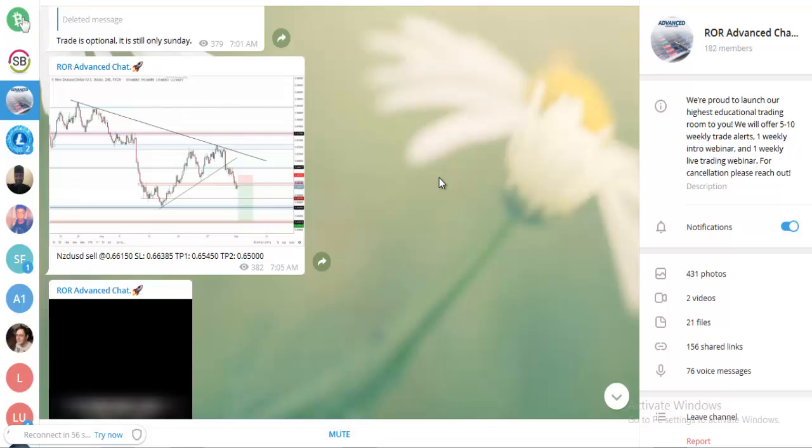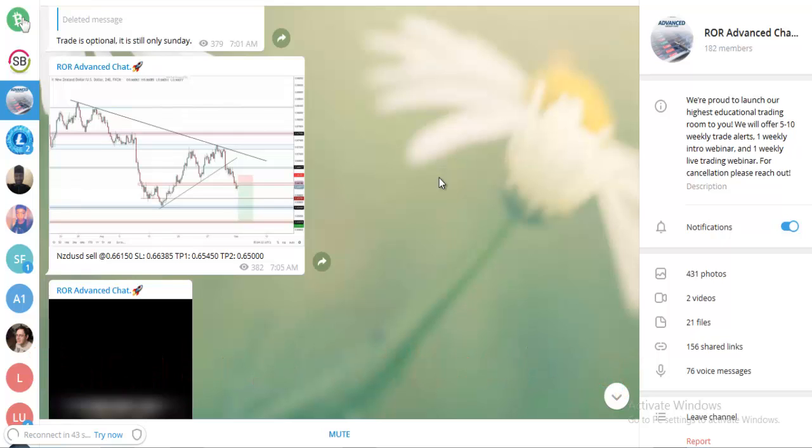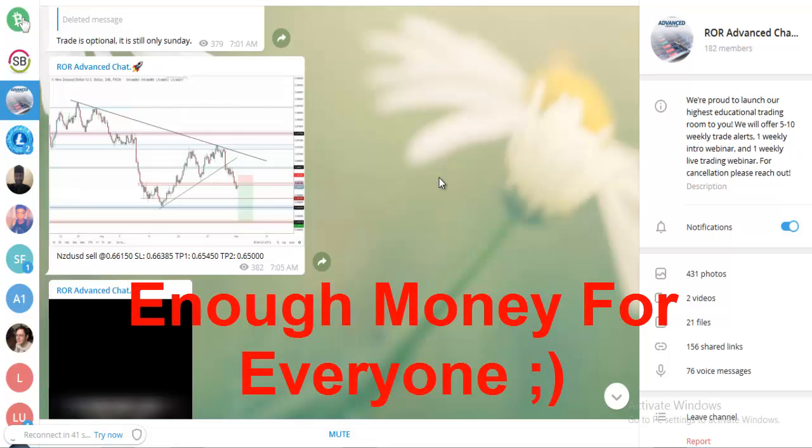But I know for most of us, we actually don't know what forex trading is and how to get started in this market, right? It's over 4.5, I believe it's now over $5 trillion US traded on a daily basis. So there's a lot of liquidity in this market, meaning that there's a lot of potential to make money online.